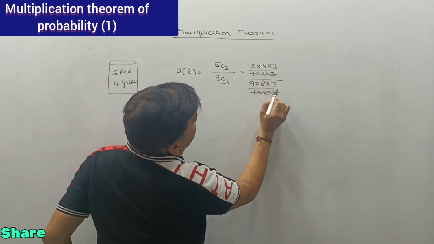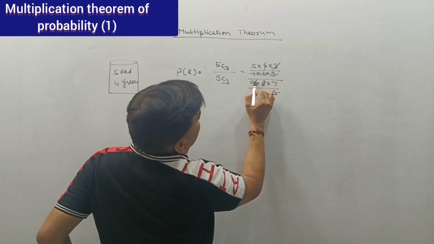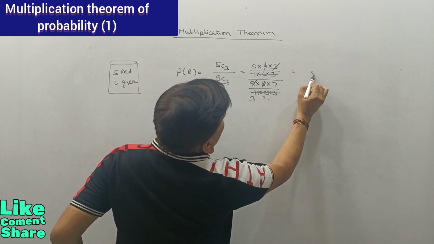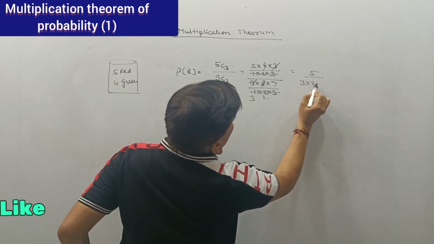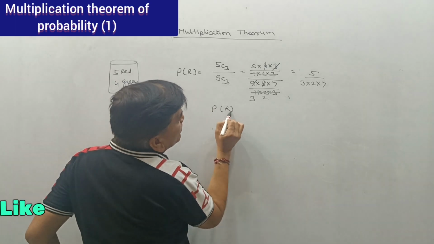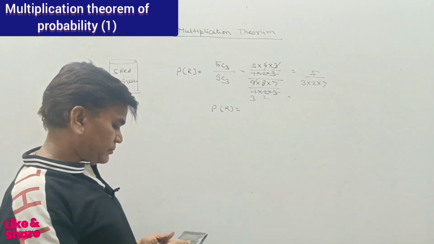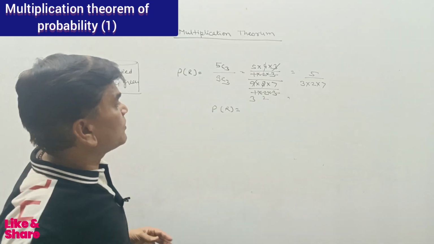1 2 3 cancels with 1 2 3. 4 twos are 8, 3 threes are 9. So there will be 5 divided by 3 multiply 2 multiply 7. So the probability of getting red balls is 5 upon 42.